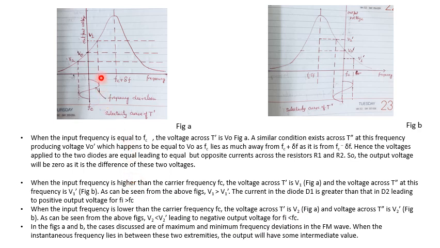We have considered the extreme cases. This is the maximum frequency and this is the minimum frequency. If we consider the intermediate frequencies, then the output voltage will lie in the intermediate range. But the main thing is that when Fi is greater than Fc, the output voltage will be positive, and when Fi is smaller than Fc, the output voltage will be negative. That is the main point of concern in the functioning of this balanced slope detector.